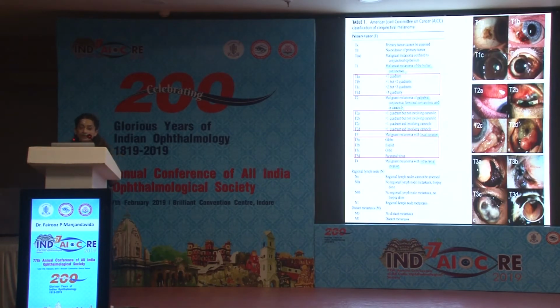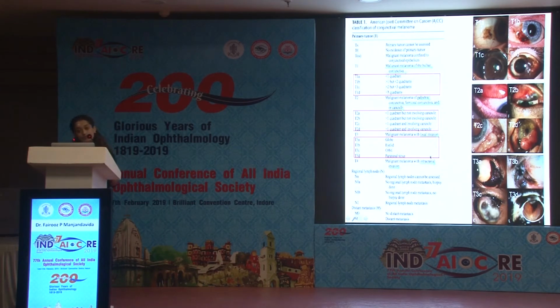So again, Dr. Vikas showed you the AJCC classification of OSSN. Conjunctival melanoma is also classified under AJCC. So it's very easy to remember, not tough in fact. T1, anything in the bulbar conjunctiva. Again, you have A, B, C in that, depending upon the quadrants. T2, anything other than the bulbar conjunctiva: palpebral, fornix, and the caruncle. That is T2. Easy to remember, right?